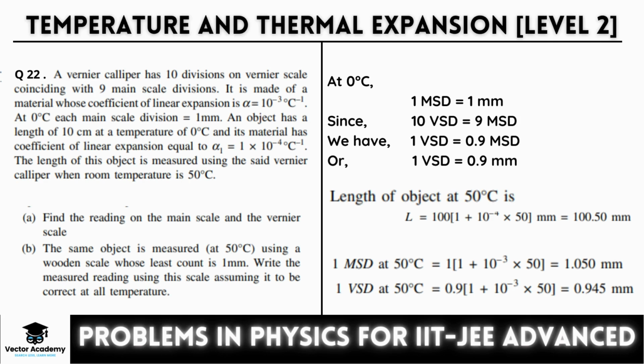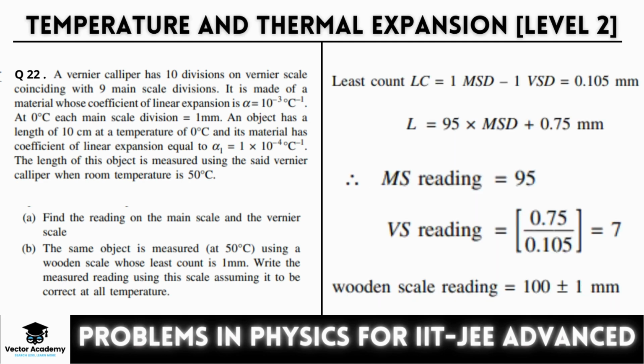1 main scale division at 50 degrees Celsius equals 1 into (1 plus 10 to the power of minus 3 into 50) equals 1.050 millimeters. 1 Vernier scale division at 50 degrees Celsius equals 0.9 into (1 plus 10 to the power of minus 3 into 50) equals 0.945 millimeters. Least count LC equals 1 main scale division minus 1 Vernier scale division equals 0.105 millimeters.